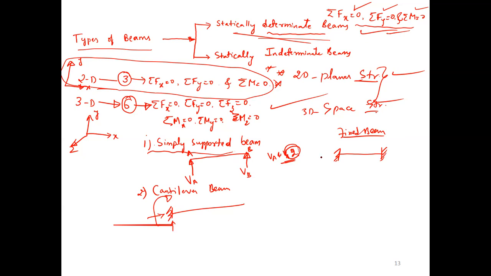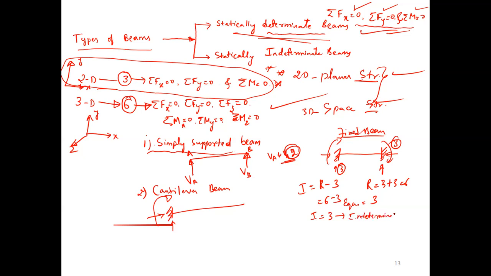Then what must you do? What are the external support reactions? Here this is a moment, so that is 3, right? Here this is a moment, here also 3. So the available reactions are 3 + 3 = 6. But the equilibrium equations are 3. So the indeterminacy equals total reactions minus 3. So 6 minus 3, indeterminate of order 3. Any doubts?